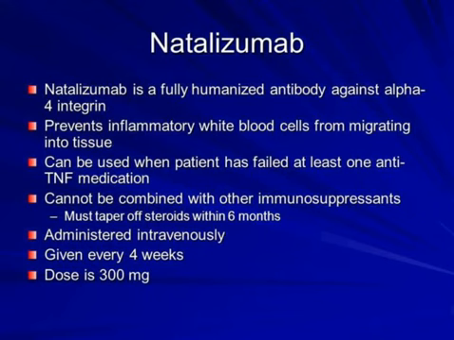So an additional biologic that's used in the treatment of Crohn's is natalizumab. Natalizumab is not an anti-TNF, but it's an antibody against alpha-4 integrin, which is also involved in inflammation. This medication is also used for MS. It can only be used if somebody's actually failed an anti-TNF before, and it can't be combined with other immunosuppressant medications. It's given IV with monthly dosing.